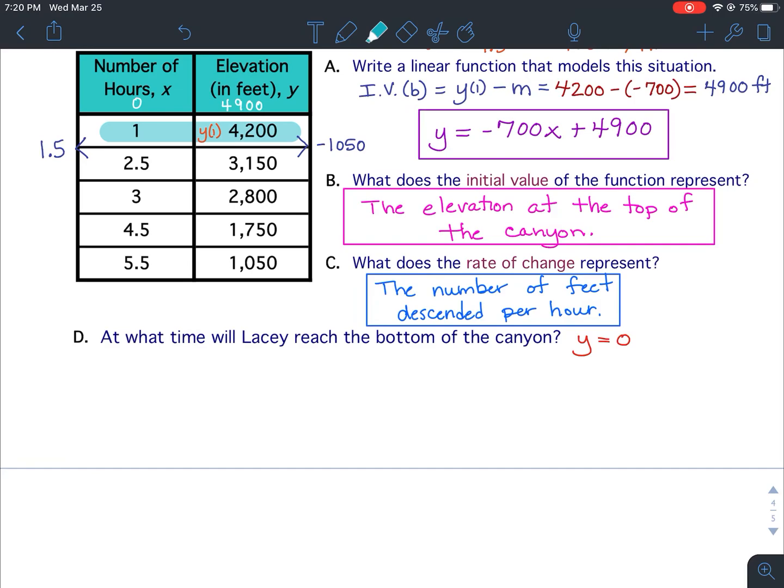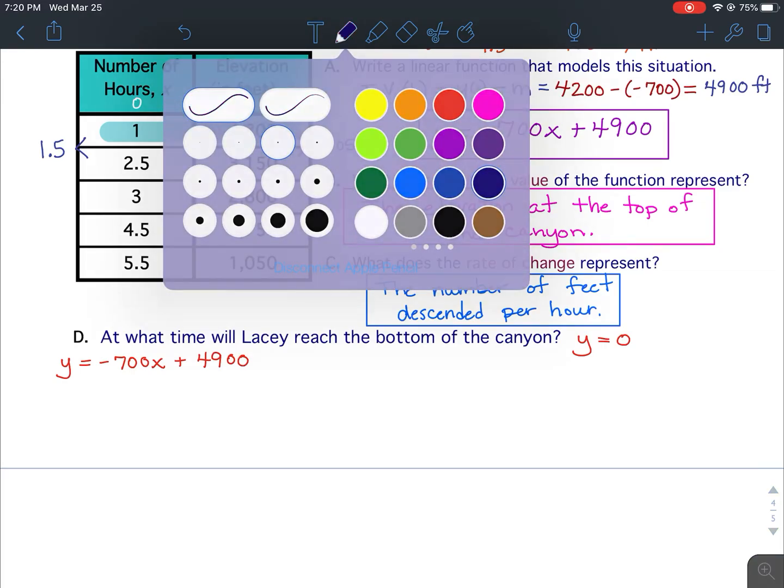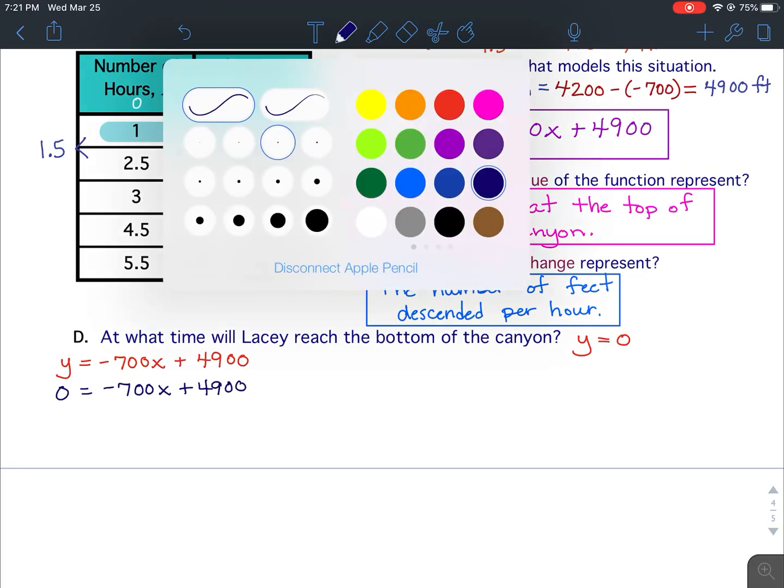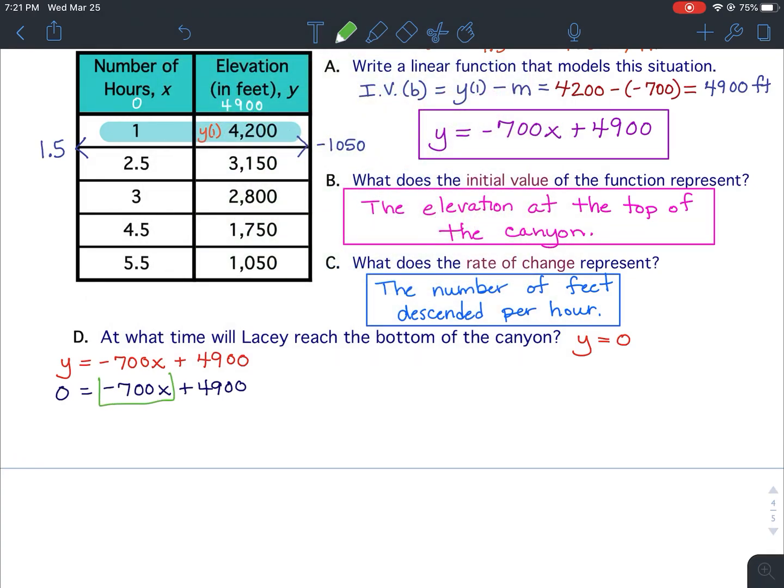What you're going to do is you're going to take this equation that we got in part A, and we're going to plug 0 in for y and solve for x, because x is the number of hours. So y equals negative 700x plus 4,900. Plug 0 in for the y. And solve for x. There's 2 ways you could solve for x. You could do like we've done since the beginning of the year, where you box the x term, take the 4,900 to the other side, and so forth.